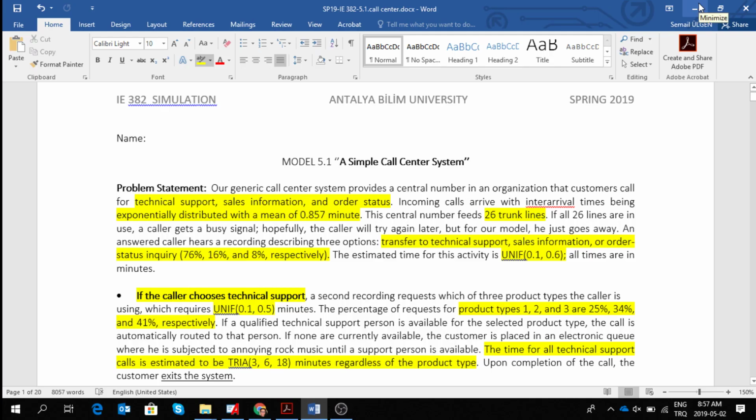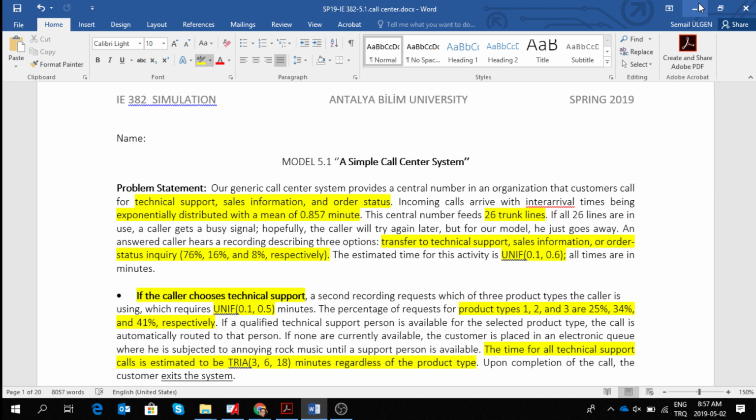Hello, this is about Model 5.1. This example is from Kelton, Chapter 5, Model 1. The title is A Simple Call Center System. I will first talk to you about the problem statement.